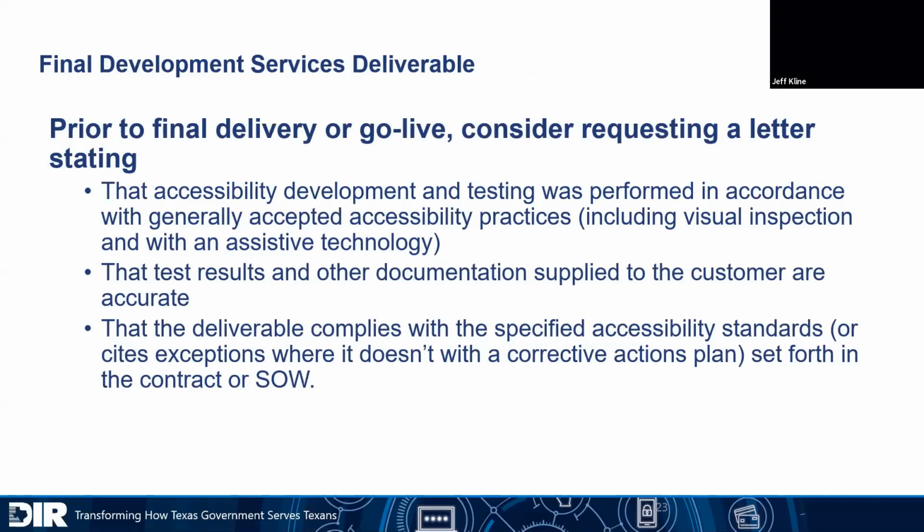And then once that final deliverable is ready, you might consider a letter from the vendor for go-live that it's been developed and tested in accordance with accessibility practices. Results are accurate in the testing, and the deliverable complies with accessibility standards, and then have some notes in there where, in fact, it's documented that it doesn't, that there are corrective action plans in place, and that all needs to, as set forth, if you have the right language in the contract or the SOW.